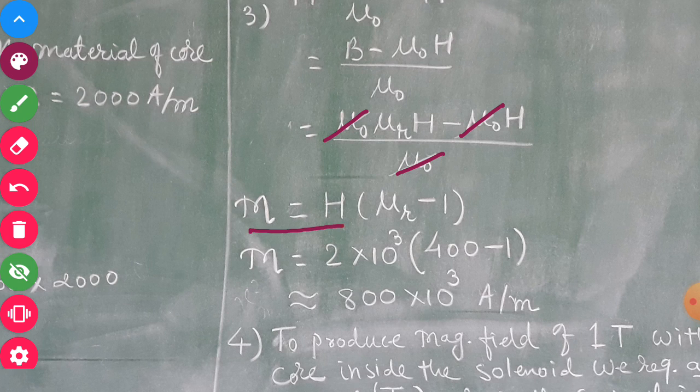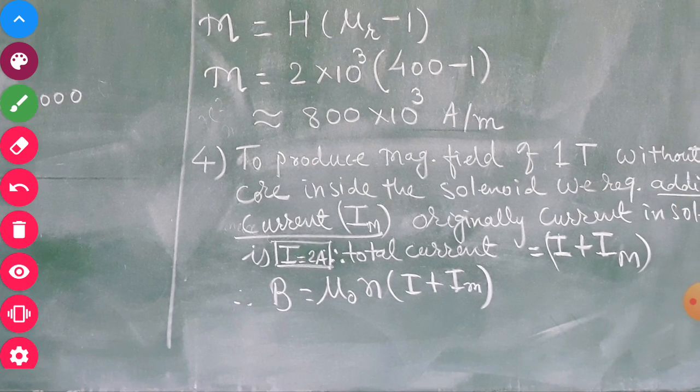So we have M is equal to H taken common, mu R minus 1. H is with you, 2000, or we can say 2 into 10 raised to 3. And mu R is 400 minus 1. 400 minus 1 is approximately 400 only. We can multiply it with 2 and you get approximately 800 into 10 raised to 3 ampere per meter. So all these values we got.